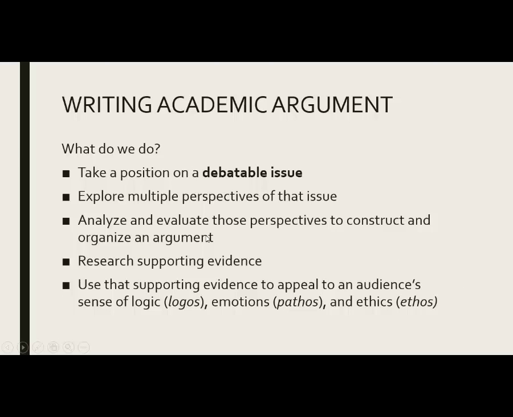When we write academic argument, what is it exactly that we do? Well, we obviously need to take a position on an issue that is debatable, on an issue that hasn't necessarily been resolved and that's not factual. And to do that, we have to explore multiple perspectives of that issue. We have to explore the many different sides that are causing that debate. Then we want to analyze and evaluate those perspectives to construct and organize an argument. We want to find supporting evidence that supports that argument and ensure that supporting evidence appeals to an audience's sense of logic or logos, emotions or pathos, and ethics or ethos. Good arguments appeal to all three sides of an audience's psyche.